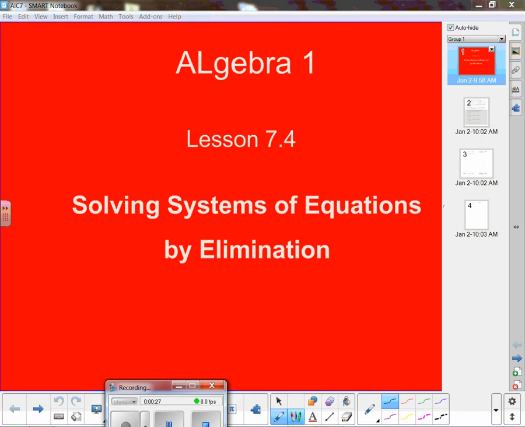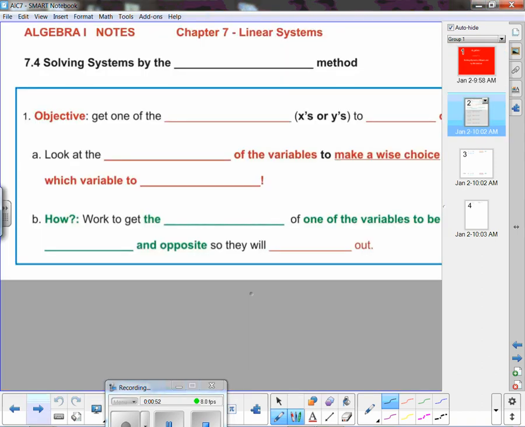You can solve by graphing, because remember, the solution is a point of intersection, not always the most accurate method. You can solve by substitution. We've solved with that method. Now today we're looking at the elimination or addition method, and then the fourth method we'll look at in Algebra 2, and that is solving using matrices. So solving systems of equations by the elimination method.